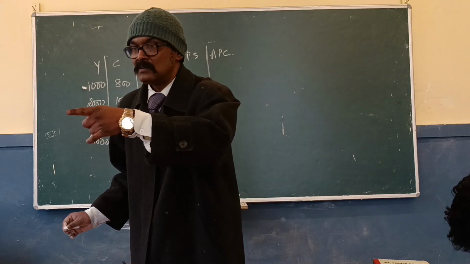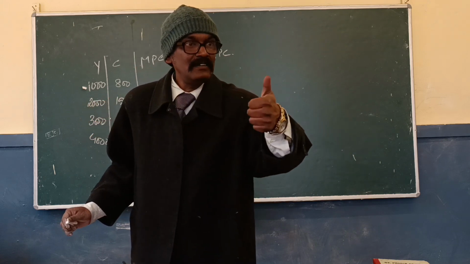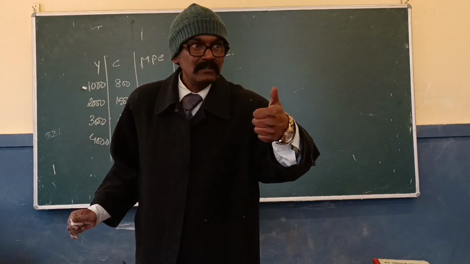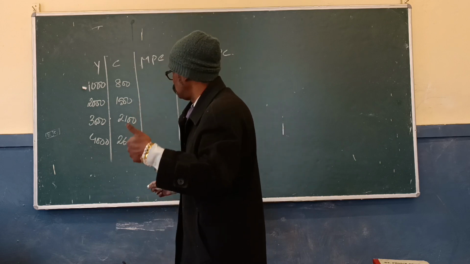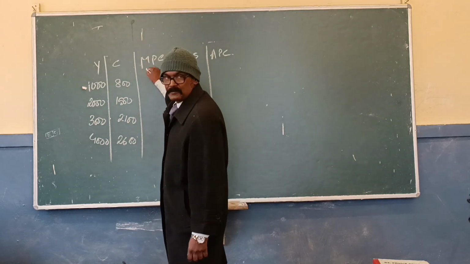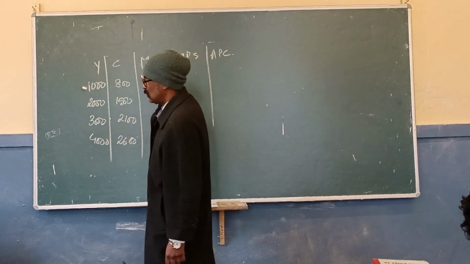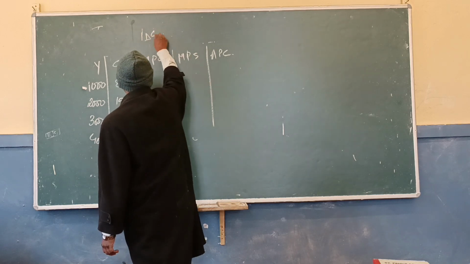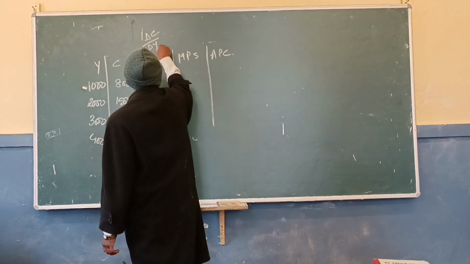Delta C by delta Y. What is that definition? The rate of change of consumption expenditure by rate of change of income. So what is the formula? Formula is delta C by delta Y.